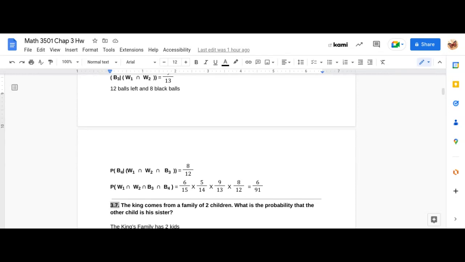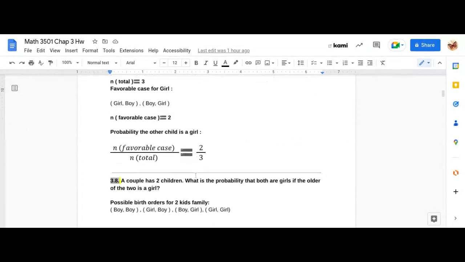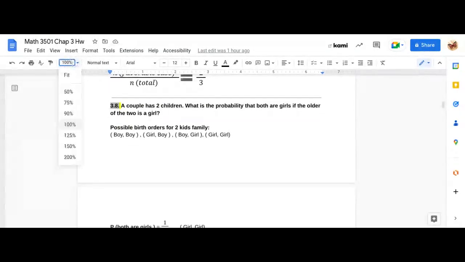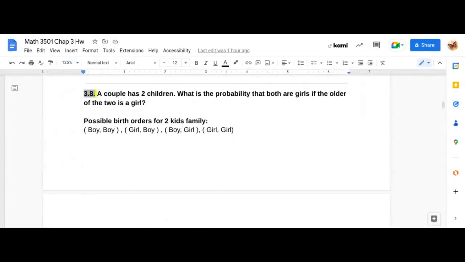3.8. So it's a similar concept of the second child. Can you focus on 3.8? I don't see it on the shared screen. I still see 3.7. Sorry, I shared the wrong one. Here we go. I can make it bigger. Okay, thank you. I see it. 3.8.